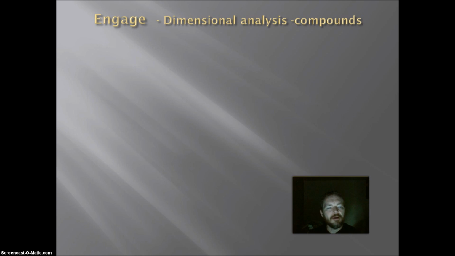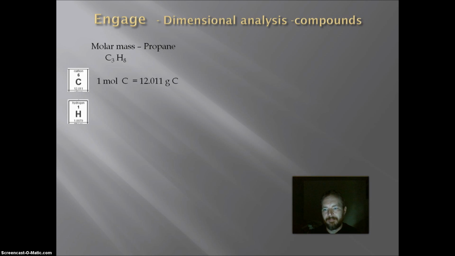Let's try some other compounds. Let's do an organic compound, propane. According to our organic naming rules, propane is C3H8. So carbon, look on the periodic table, 1 mole of carbon is 12.011 grams of carbon. Hydrogen, 1 mole of hydrogen is 1.0079 grams of hydrogen. If I look at the formula, 1 propane has 3 carbon, and it has 8 hydrogen.